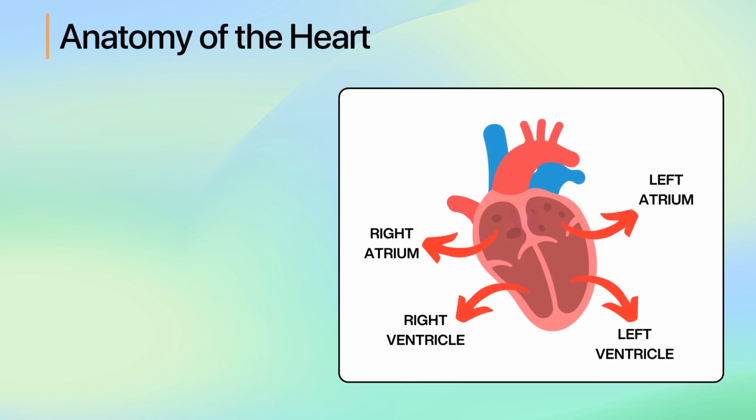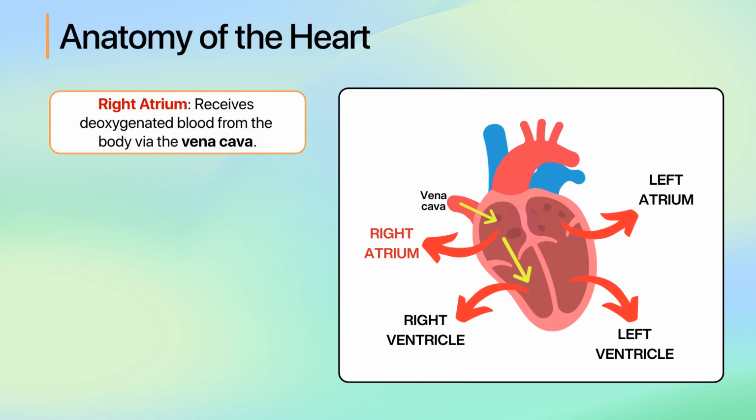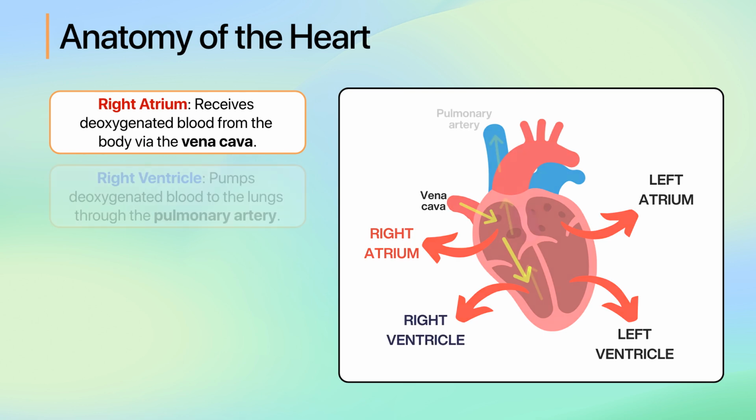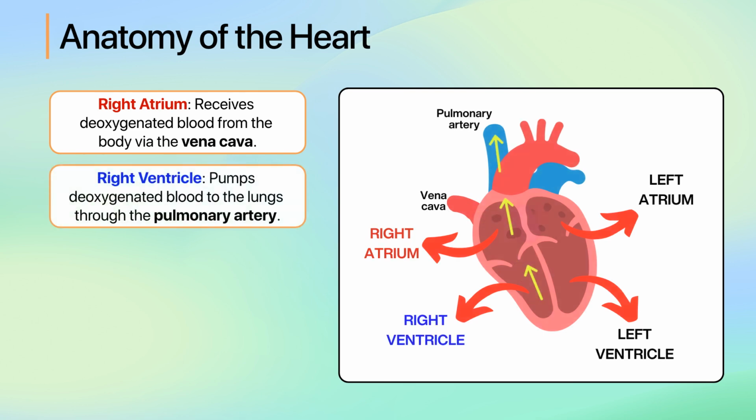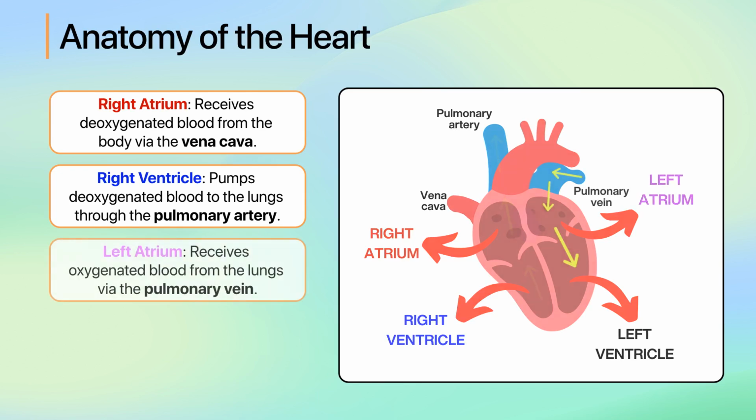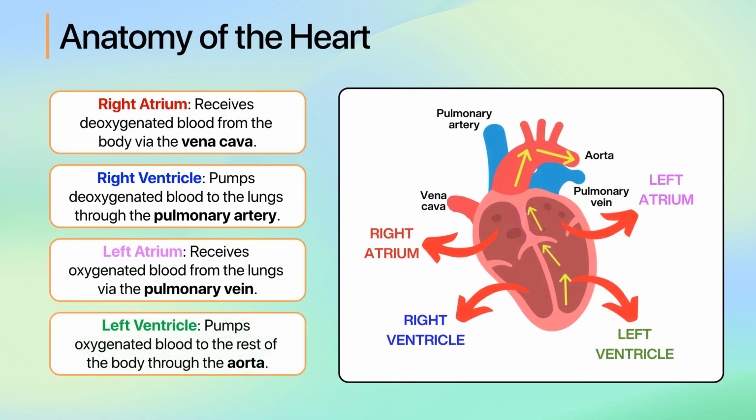Let's go through each component and its function in detail. The right atrium receives deoxygenated blood from the body via the vena cava. The right ventricle pumps deoxygenated blood to the lungs through the pulmonary artery. The left atrium receives oxygenated blood from the lungs via the pulmonary vein. And the left ventricle pumps oxygenated blood to the rest of the body through the aorta.